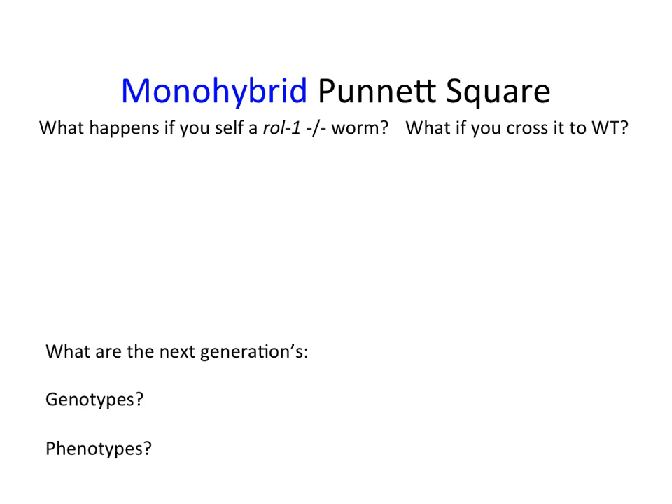So the last few slides in the slide deck, starting on slide 15, I said monohybrid Punnett square, what happens if you self a roll minus minus worm? What happens if you cross it to a wild type worm? That would be a plus over plus worm. And what are the next generation's genotypes and phenotypes? I'll leave that for you as practice for next class, if you feel like you need practice doing the monohybrid crosses. This is an example monohybrid cross.